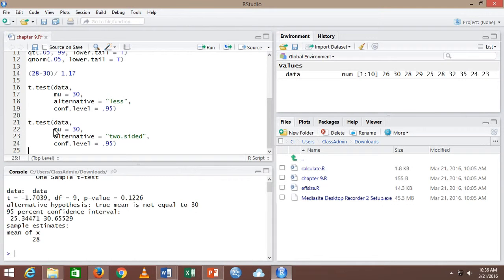I'll do two.sided. It'll still give me the same T and DF. The P will be wrong, because two-tailed tests are going to have a different P because it's going to be doubled because there's two tails. But it does give you the confidence interval right there. Bam! No math. It's the same math as Z.